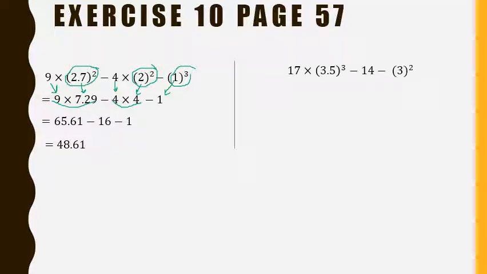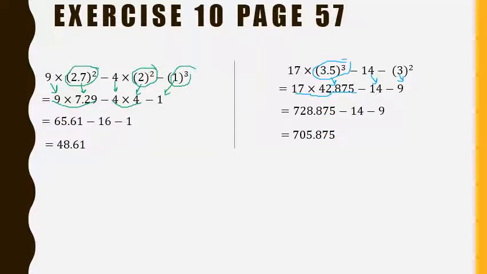Now, I have to write on the line 17 times 3.5 cubed is 42.875. Drop 14 down. 3 squared is 9. I have multiplication and subtraction, so priority goes to multiplication. Solve it first, then find the final answer.